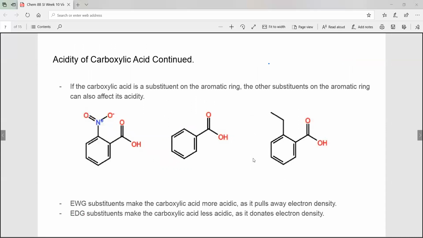If the carboxylic acid is a substituent on an aromatic ring, then other substituents on the aromatic ring can also affect its acidity. So an EWG can make the carboxylic acid more acidic as it pulls away electron density, and an EDG can make the acid less acidic as it donates electron density. So let's try another practice problem. Rank these molecules by acidity.